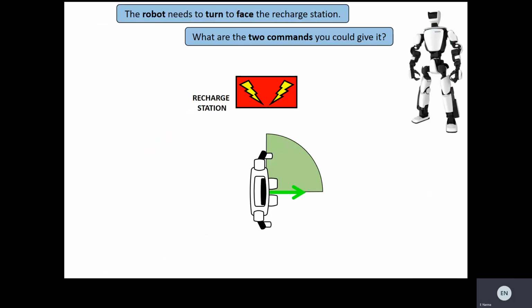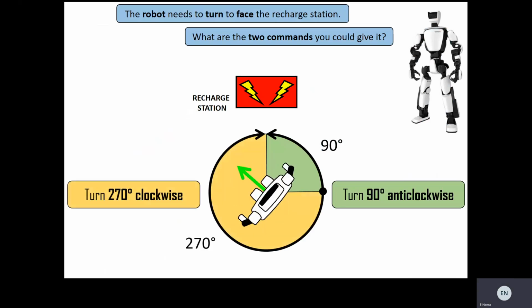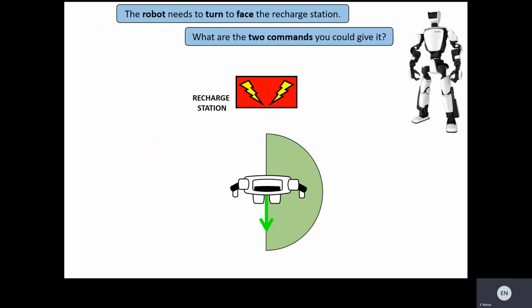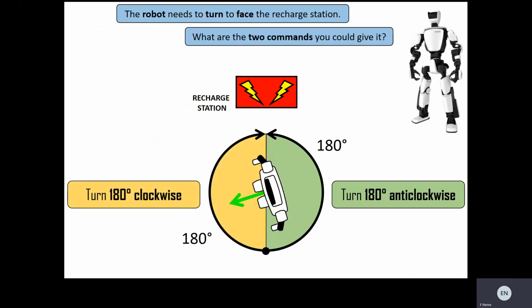So to get to the recharge station, the robot can turn 90 degrees anti-clockwise, or it can turn 270 degrees clockwise. I beg your pardon. Okay, let's see again. This is where the robot is facing. He needs to get to the recharge station. We know that's 180 degrees, so he can go 180 degrees clockwise.